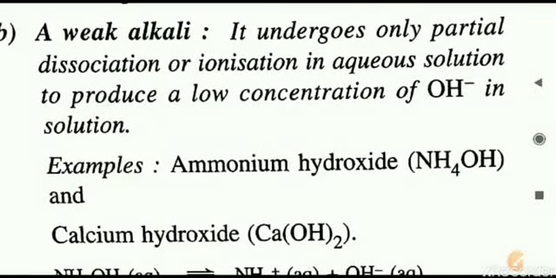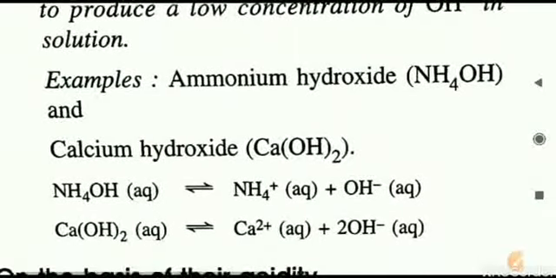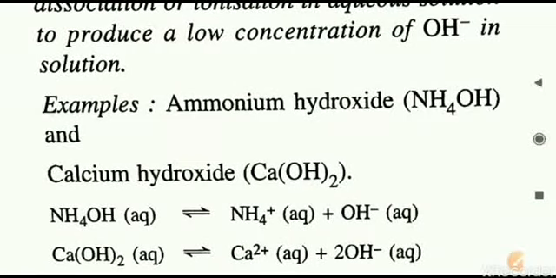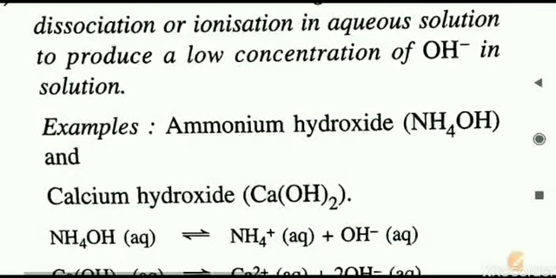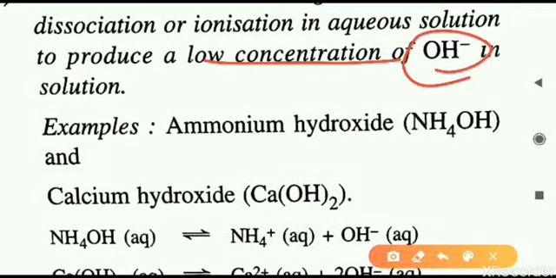Completely it will not produce the, it will not give a good yield or good concentration of the negative radicals. Here you can see a low concentration of OH minus ions is produced. The examples of this are ammonium hydroxide and calcium hydroxide. This we have seen in the topic of alkali.